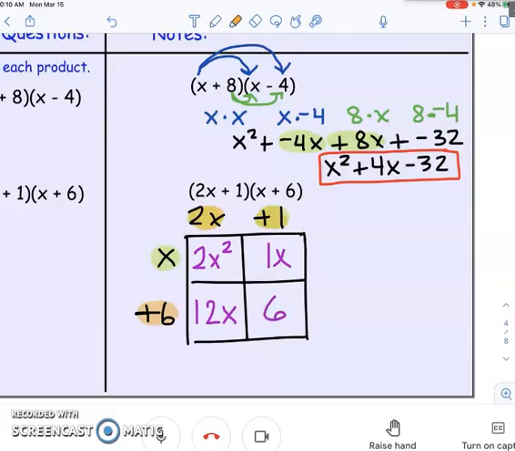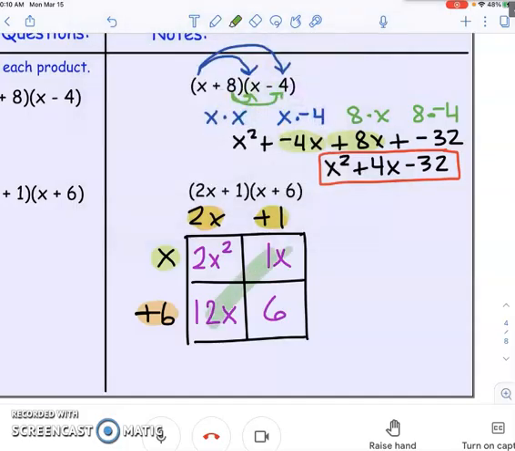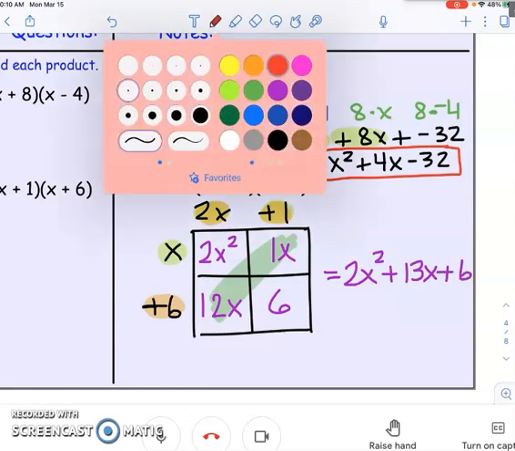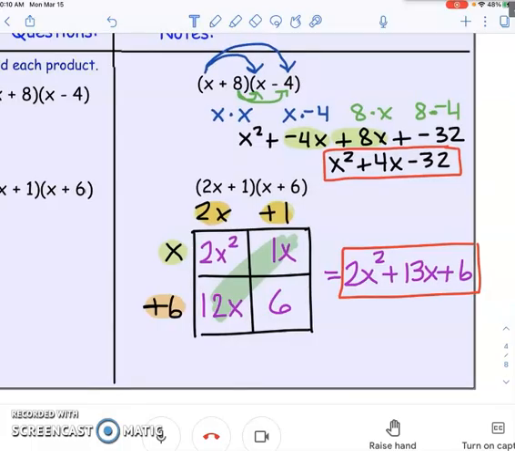Now I have to remember to put together my like terms. So remember, these are the like terms. So my final answer should be 2x squared plus 13x plus 6. So whether you use FOIL or the box method, you should end up with the same 4 products and, combining like terms, the same final answer.